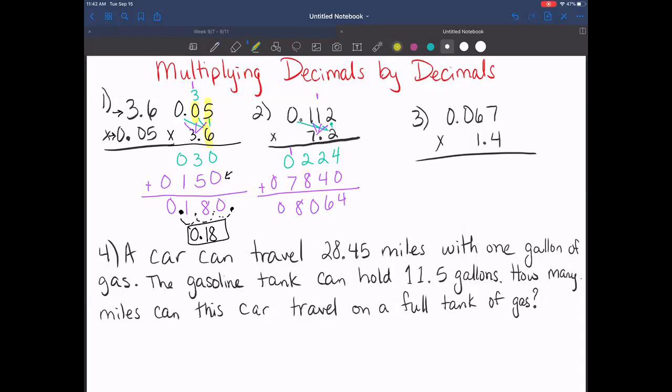So I see everyone saying 4, so let's see. We have 1, 2, 3, and 4. So I'm going to move my decimal place 4. So 1, 2, 3, and 4. So my final answer is 0.8064. Any questions on this one?